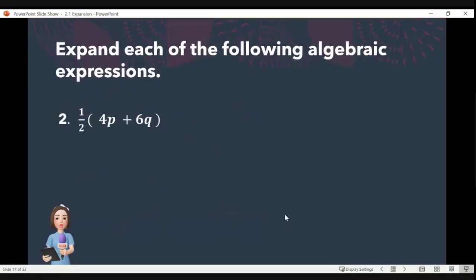Okay, so how about this? When you expand, when given fractions, it's also the same thing. When we do fractions, we just multiply, right? Multiply means 1/2 multiply 4p. How does it become 2p? Because 1/2 times 4 is 2.